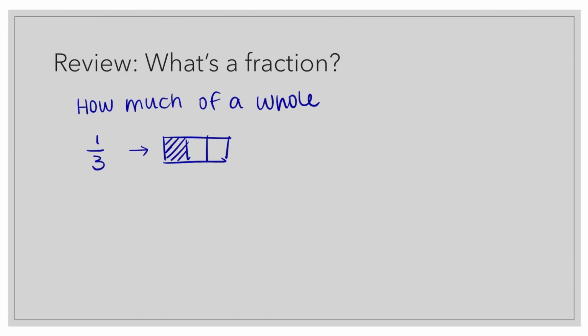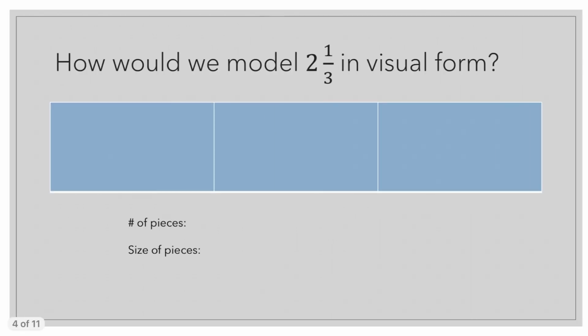The two parts of the fraction are the numerator and the denominator. The denominator tells you how many pieces are in the whole, so how many times you're going to divide that block up, in this case 3. And then this top part, the numerator, tells you how many of those pieces you're using.